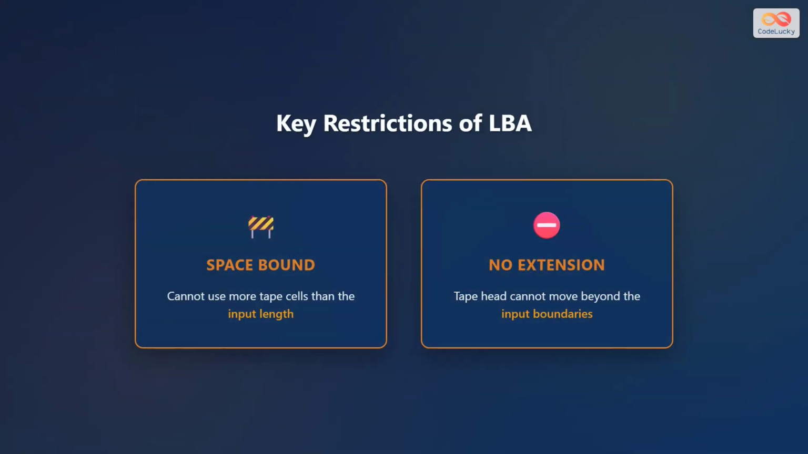Let's discuss the key restrictions of linear bounded automata. Firstly, it is space-bound. The LBA cannot use more tape cells than the length of the input. Secondly, it has no extension. The tape head cannot move beyond the input boundaries, ensuring that it operates within the initially allocated space.